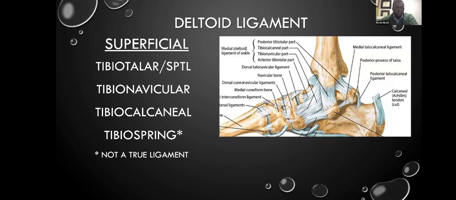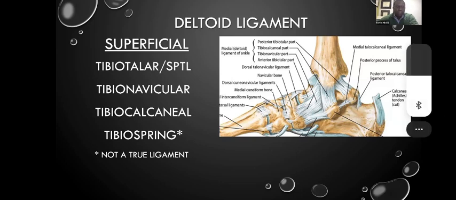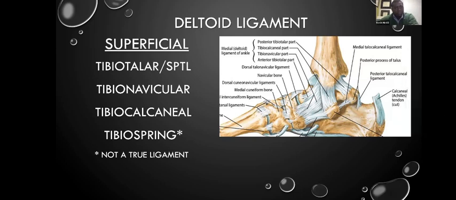This is not 100% consistent in all patients. In some cases there have been papers that said that the tibionavicular, for example, might only be present in about 55% of the population. And then also the tibiospring is not actually a true ligament, but it goes from the tibia to the spring ligament. And so there are the 4 different ligaments.